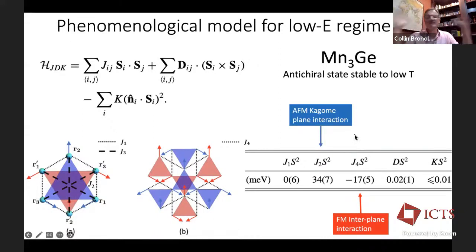So again, a fully three-dimensional order, and this particular set of parameters accounts for the low energy spin waves and stabilizes the magnetic order that we actually observe. So that's the commensurate anti-chiral magnetic order that's observed in the manganese germanium case.